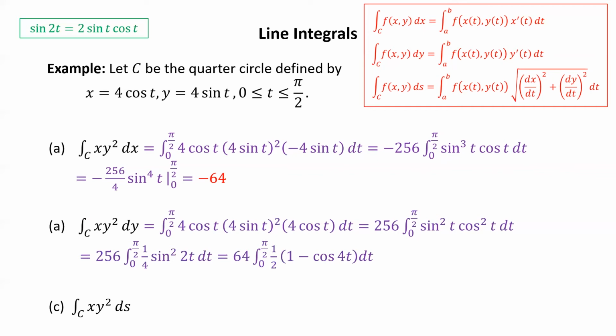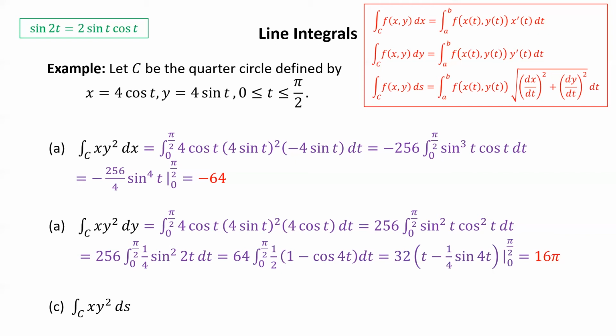Okay, pulling out the 1/4 and multiplying by 256 gives 64. And then I'm going to apply the usual power reducing formula to sine squared 2t to get 1/2 times 1 minus cosine 4t. 2 times 2t is 4t. Okay, pulling out the half and multiplying by 64 gives 32. Antiderivative of 1 is t. Antiderivative of cosine 4t is 1/4 sine 4t. And we're going from 0 to pi over 2. Plugging in the 0 gives 0 minus 0. Plugging in the pi over 2 gives pi over 2 minus 0. So we just get 32 times pi over 2, which is 16 pi.